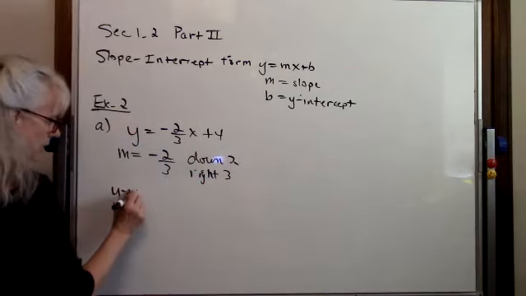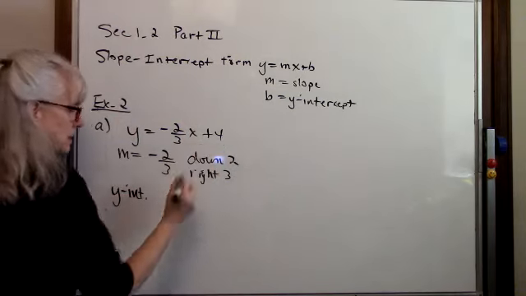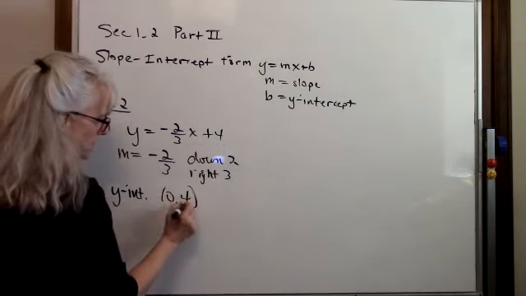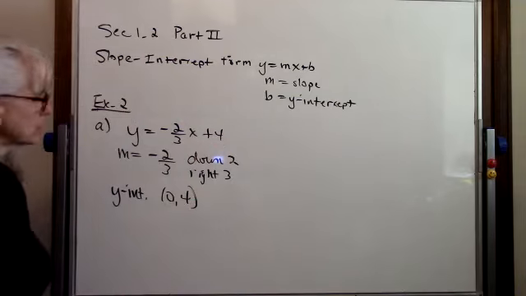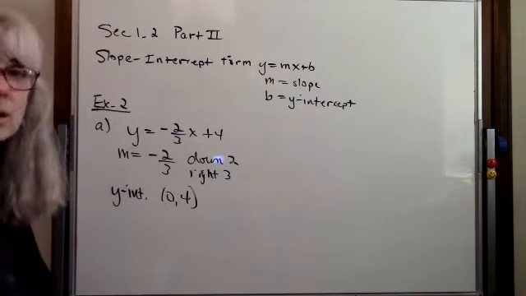The y-intercept is what's at the end of this. That's at 4. And try to remember to write it as a point. It's not a number, it's a point. So it's the point 0, 4. That's all we need to graph it.